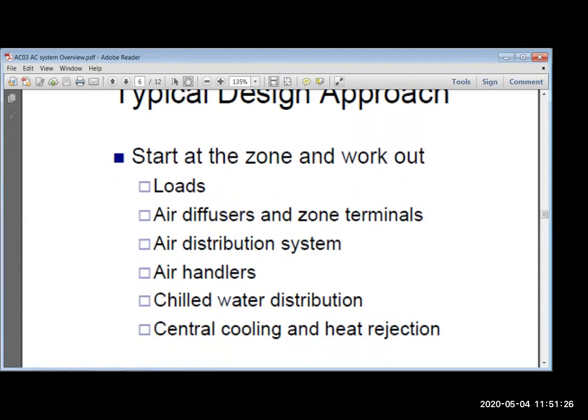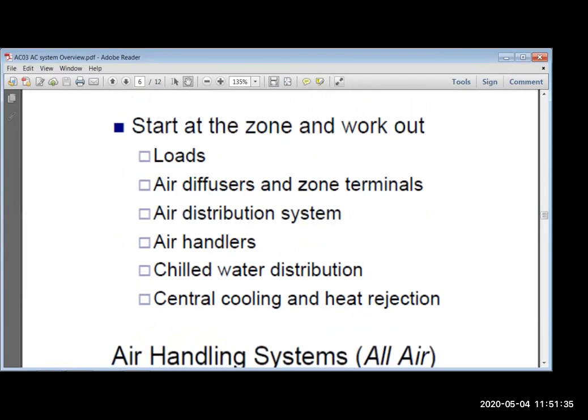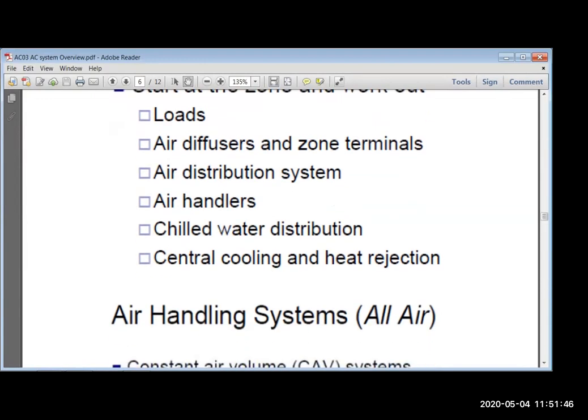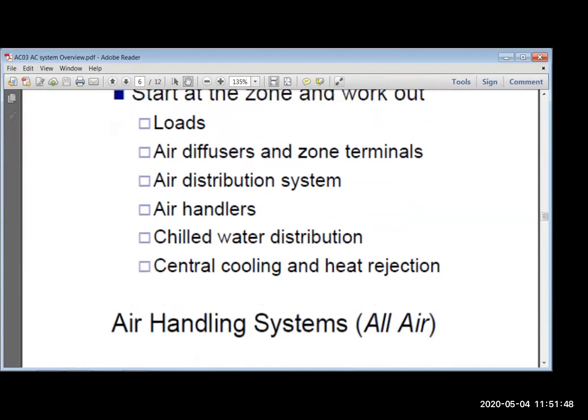So first calculate loads, then air diffusers, zoning terminals, air distribution system, duct design. Also you will learn in chapter 6 air handlers, chilled water distribution system, central cooling and heating. So chilled water piping design, this you will learn in chapter 7. So these things are required. This is how to start your AC design: load calculation.